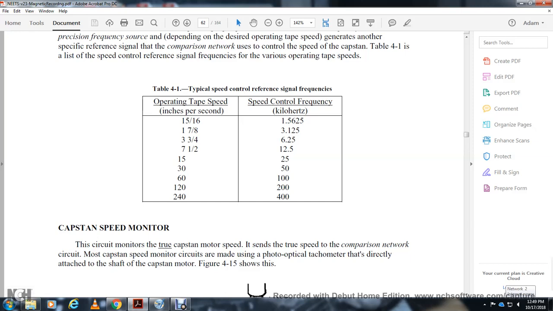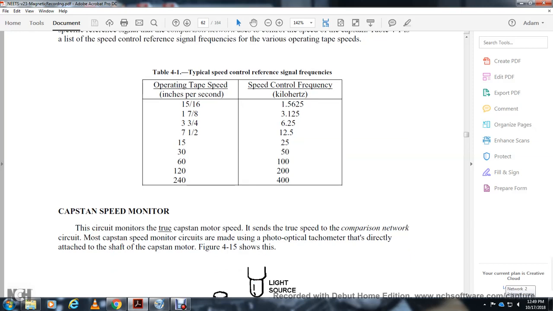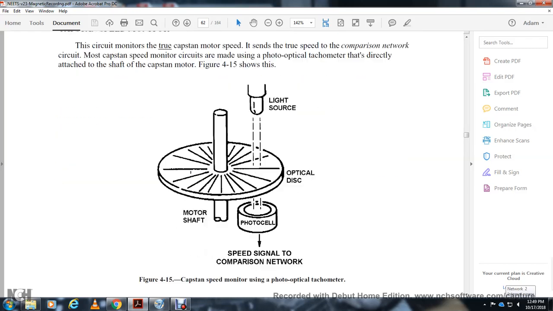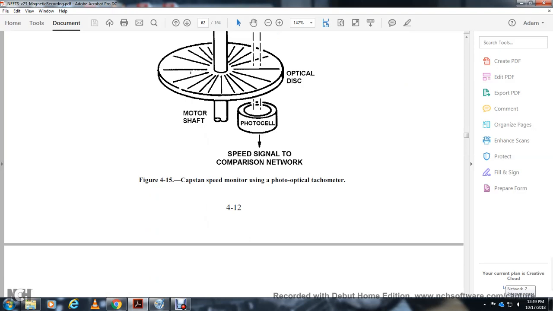Capstan speed monitoring: the circuit monitors the true capstan speed as a percentage, and the comparison network uses it. The capstan speed monitor circuit is made with a photo optical tachometer directly attached to the shaft of the capstan motor. Figure 4-15 shows the light source, the optical disc on the motor shaft, and the photocell producing the speed signal for comparison.